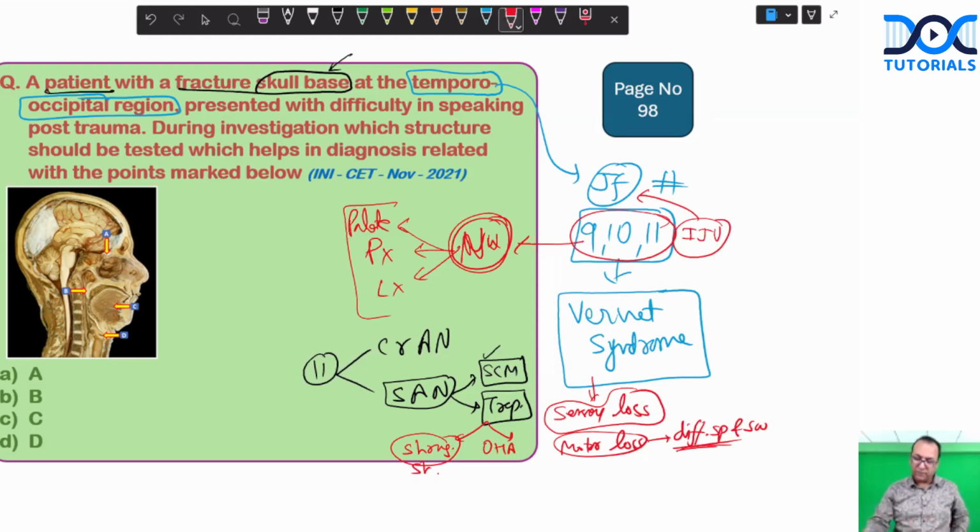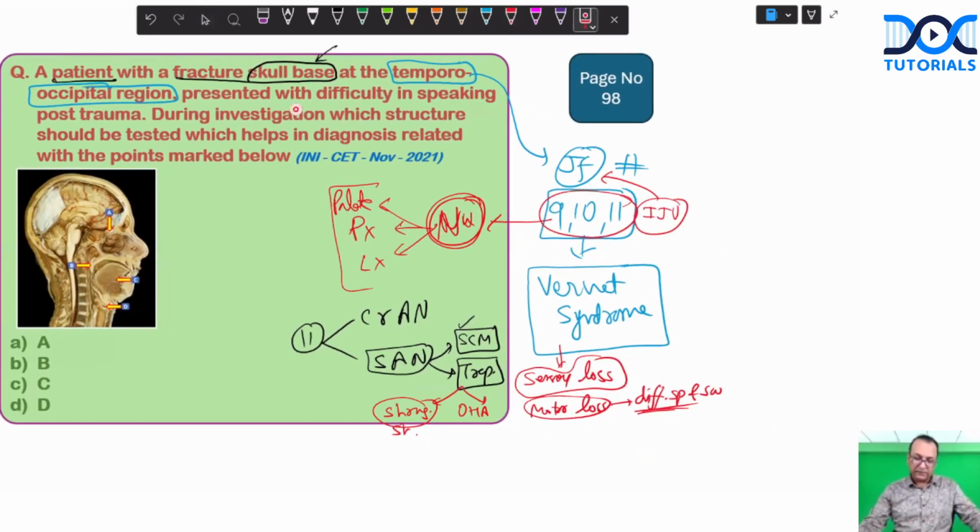So let me repeat the things again. As per the presentation, the patient had a fractured skull base. There are so many foramina that could be involved, but they're telling temporo-occipital region. Difficulty in speaking could be dysphonia or dysarthria. Dysphonia is better, post-trauma. With that, I'm thinking there will be a problem with swallowing also, difficulty in speech and swallowing. And what should you test? That is the point. We are talking about a jugular foramen fracture, with nerves 9, 10, 11 and also the internal jugular vein, which could be features of Vernet syndrome.